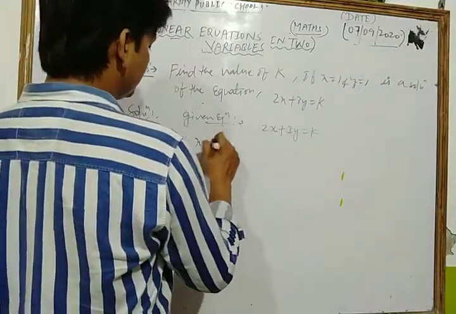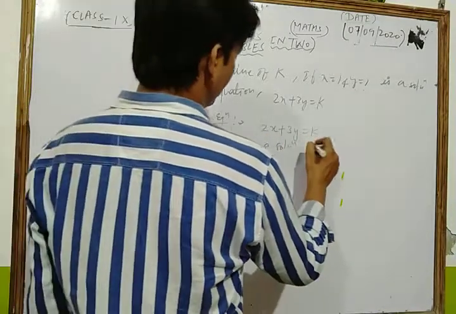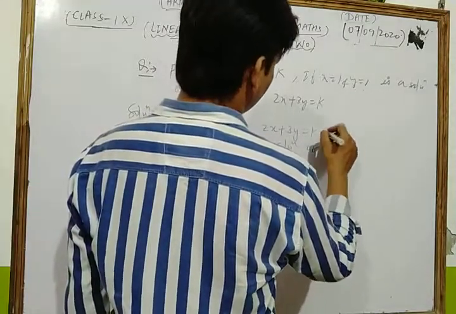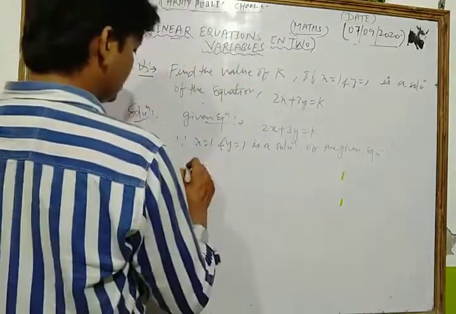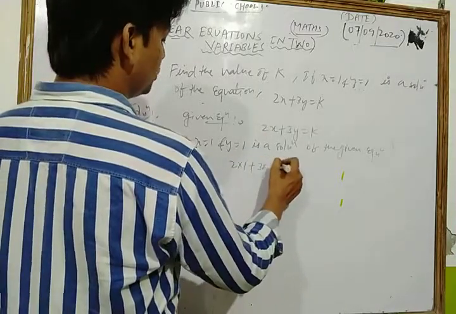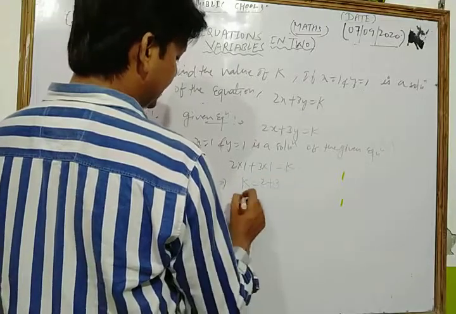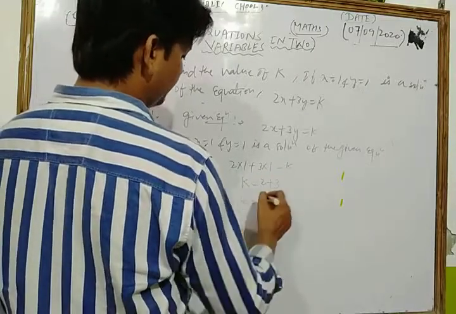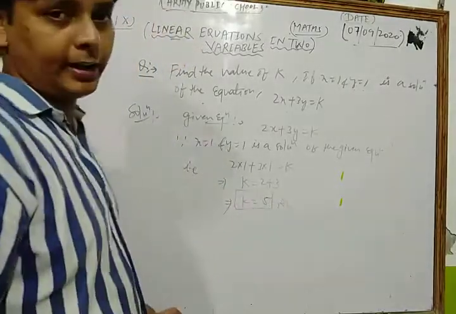Since x is equal to 1 and y is equal to 1 is a solution of the given equation, it must satisfy it, means 2 into 1 plus 3 into 1 is equal to k. So in this way the value of k is 2 plus 3, which is 5. So the value of k is 5. Okay.